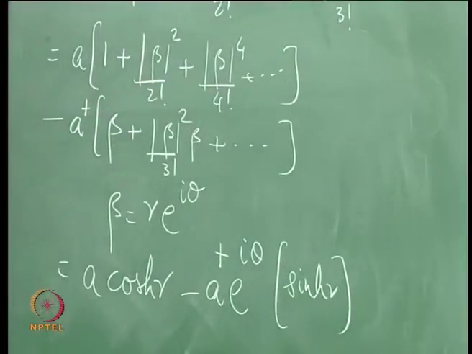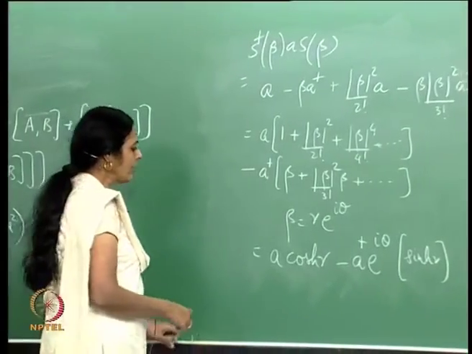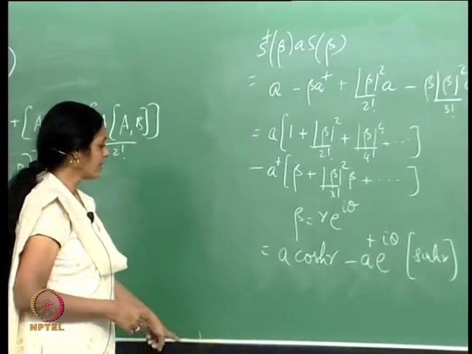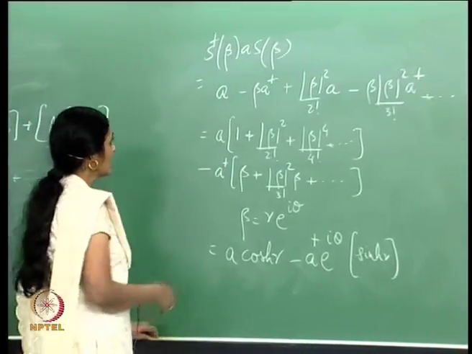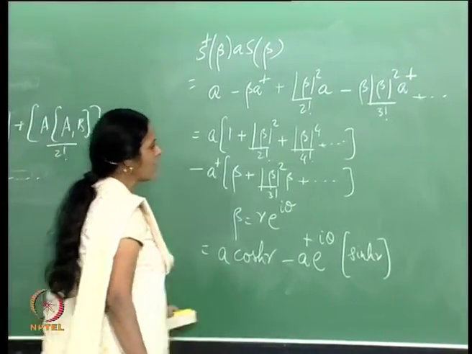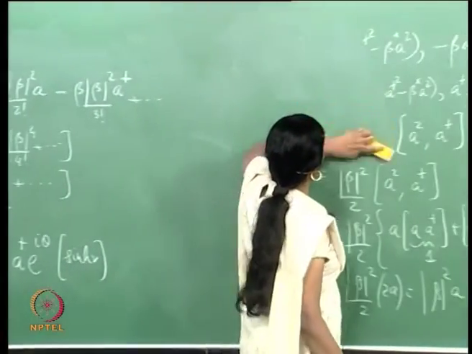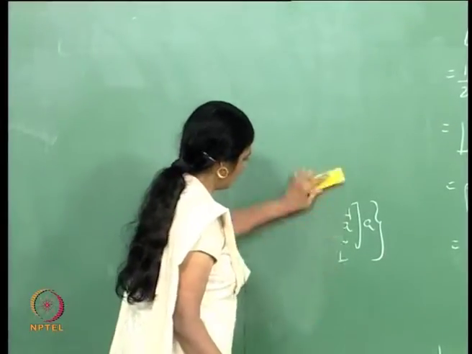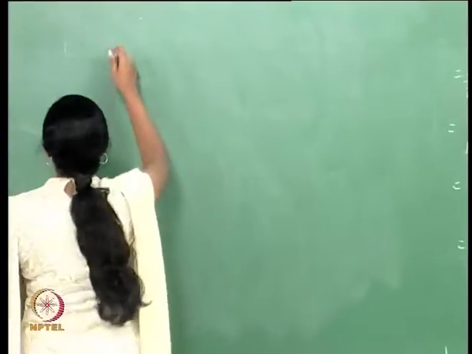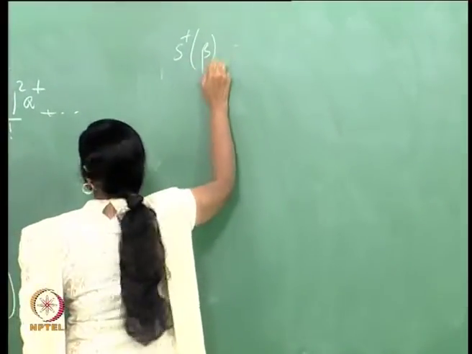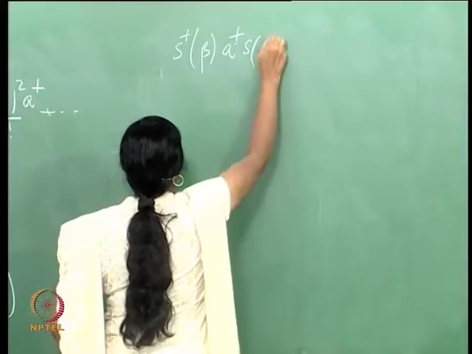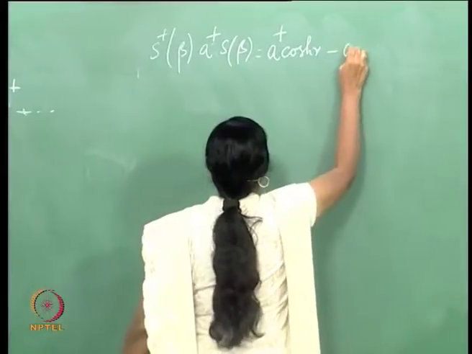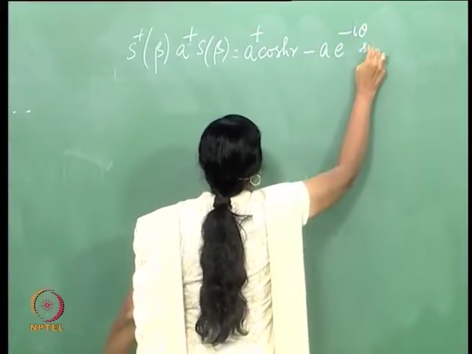So, I have S dagger of beta A S of beta is simply A cos h r minus A dagger e to the i theta sin h r. We can proceed in the same way and show the following. That S dagger of beta A dagger S of beta is A dagger cos h r minus A e to the minus i theta sin h r.